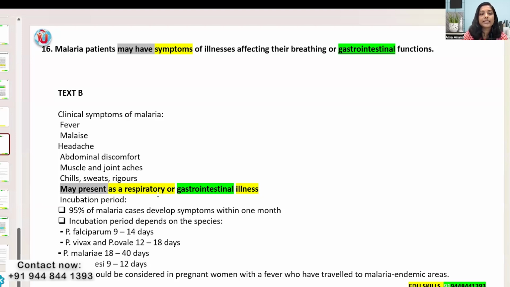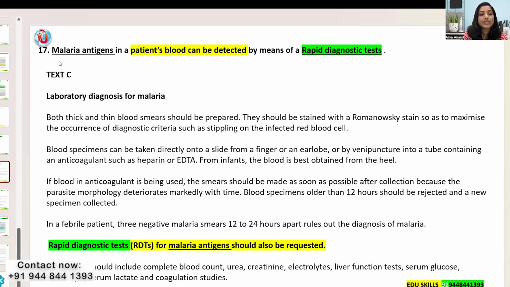So as a respiratory. Breathing means what? It's a respiratory condition. So instead of breathing, they have mentioned here respiratory. Then gastrointestinal illness. So here they have mentioned illness affecting their breathing or gastrointestinal functions. So here gastrointestinal is there. You need to write here gastrointestinal. Then we'll move to the next question, 17th one.